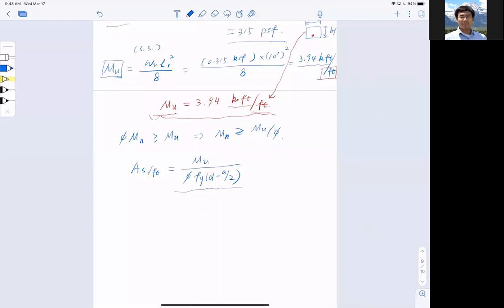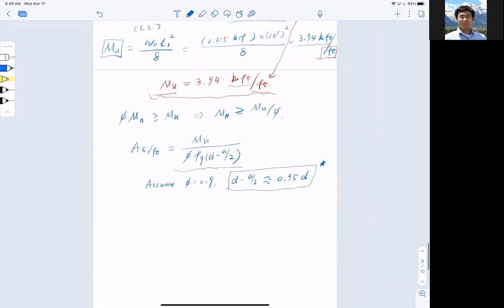Old friend, flexure design. But in this case, we can assume phi equal to 0.9, and also we can assume d minus half A for now equal to 0.95 d. Okay, 0.95 d. That's another assumption of a shallow slab design. Okay, very critical.